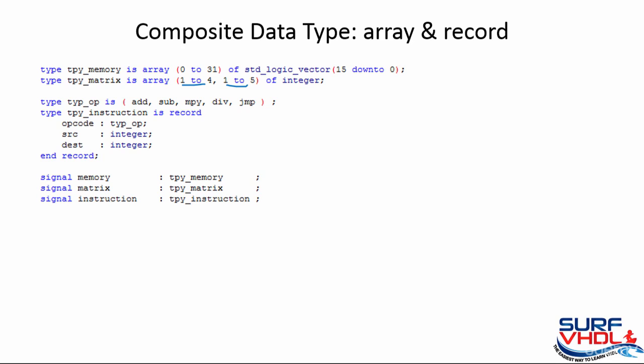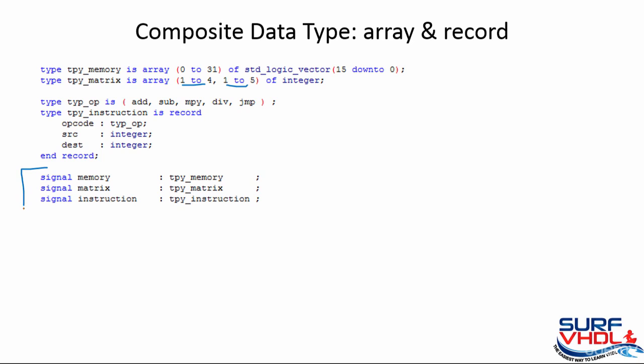In the last 2 rows, we see an example of enumeration and record declaration. If you are familiar with classical programming languages, you should recognize the concept of record, that is a collection of different or same data types. In this case, there is a field opcode of enumerated type tpy op and 2 integer fields src and dest.